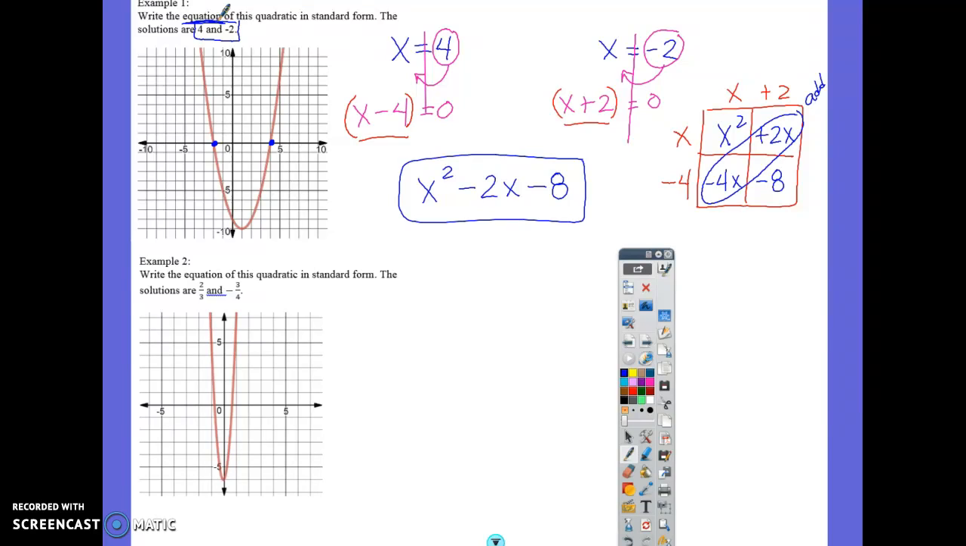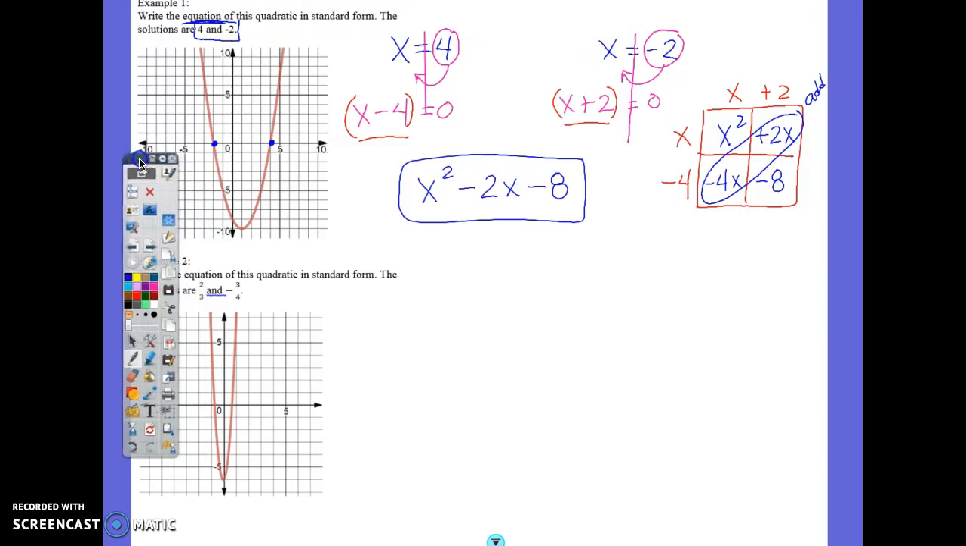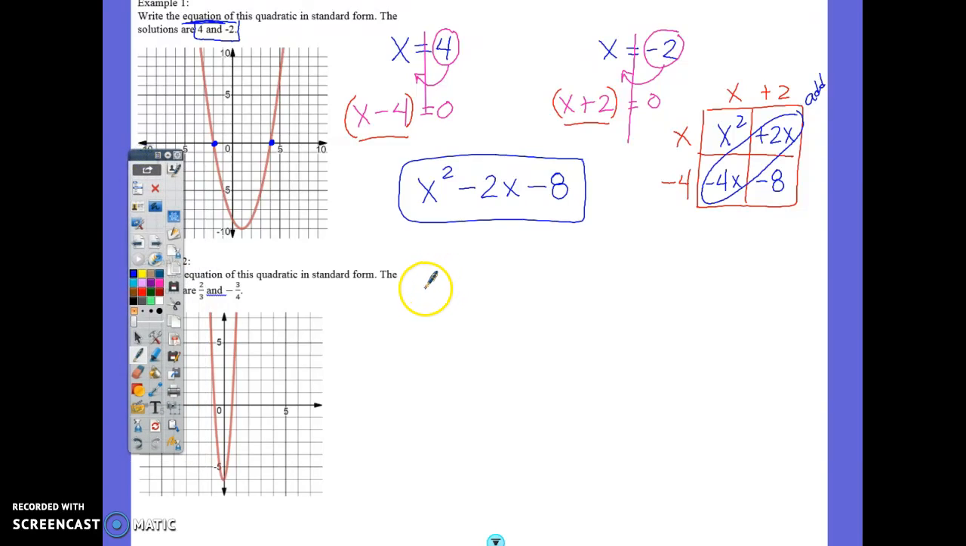Okay? So we're going to do the same thing with example 2. Now they gave you fractions. So we can still do this, right? Let's see. Let's write them down. One of my solutions is x equals 2/3. And the other solution is x equals negative 3/4. So what's the first thing you need to do? I cannot just move it over and change the sign.